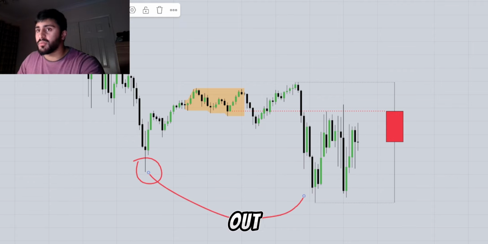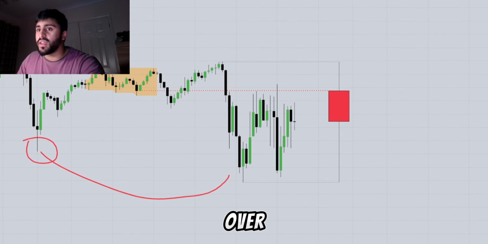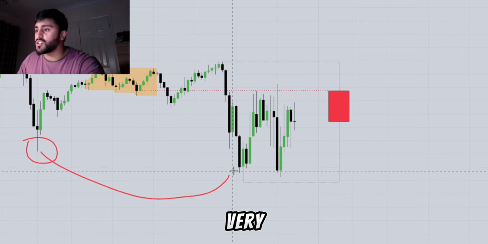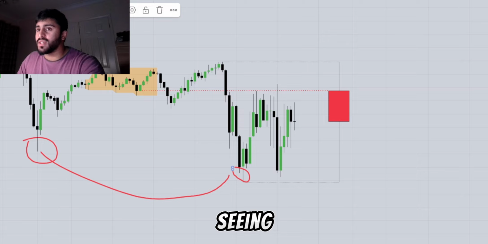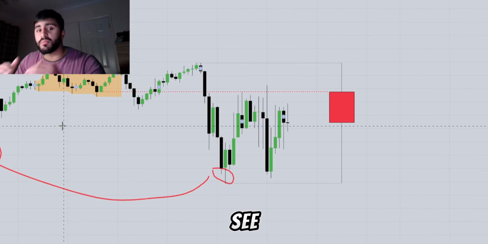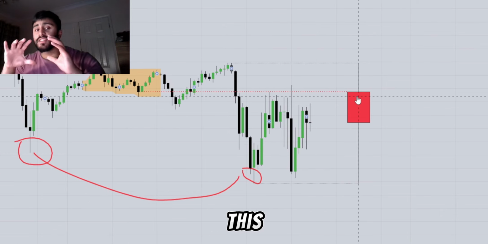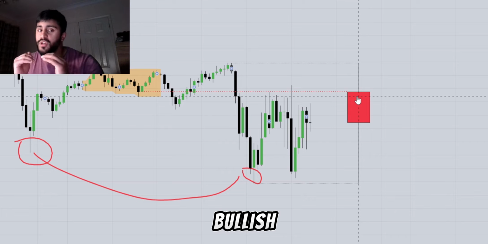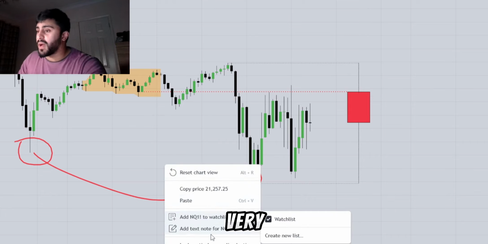Price from here takes out the previous day low. When price takes out the previous day low, notice how over here in this region, we don't have a very strong close below the previous day low. So what you're seeing is a very important liquidity sweep in the markets. When you see a previous day low being swept and price struggles to break below that, this is a strong indication that you want to be bullish for the day. This is where the ICT concepts with order flow become very powerful.